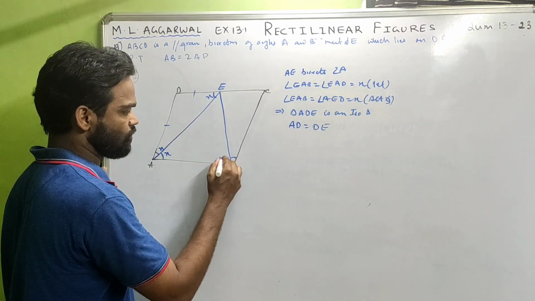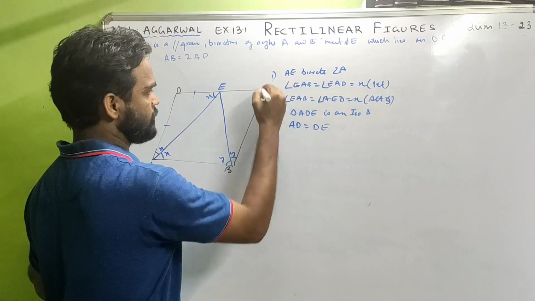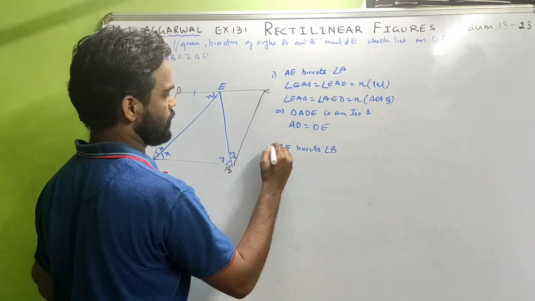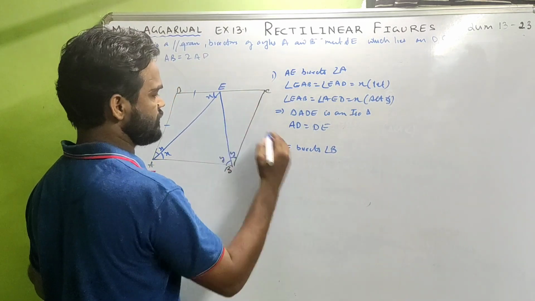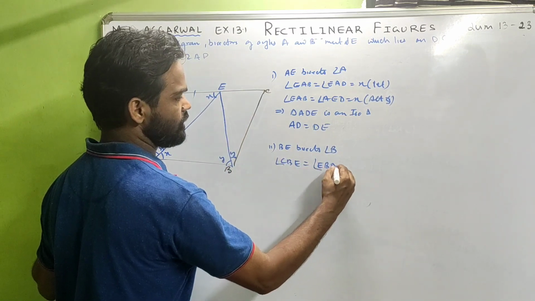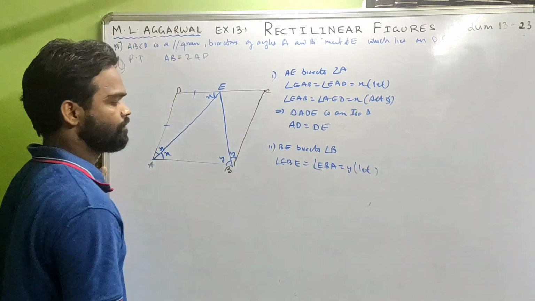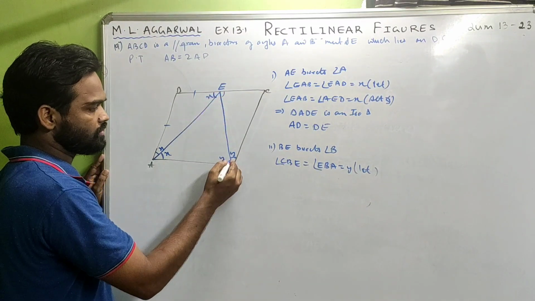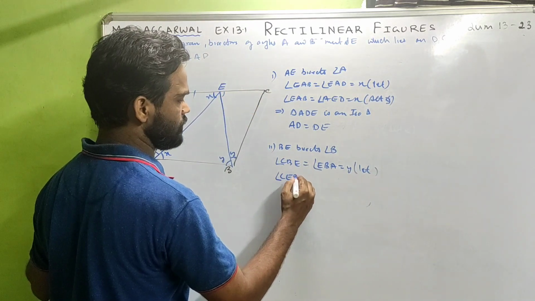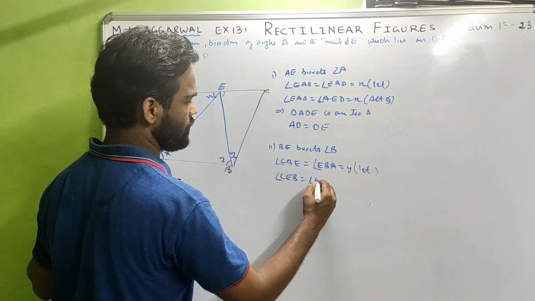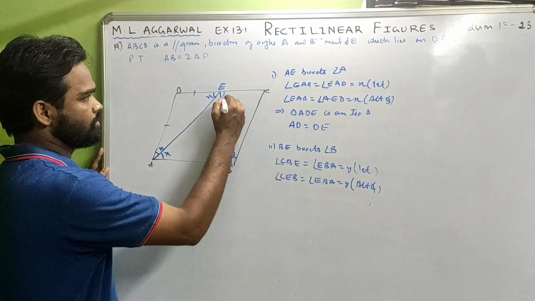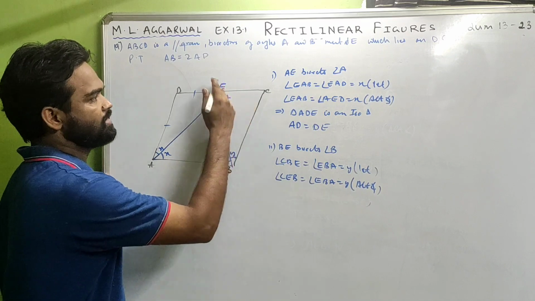Now look at triangle BCE. BE bisects angle B, which means angle CBE is equal to angle EBA. Suppose EBA equals Y. This angle and this angle will be equal, alternate angle. Angle CEB is equal to angle EBA, which is Y. That is alternate angle. So this is Y.